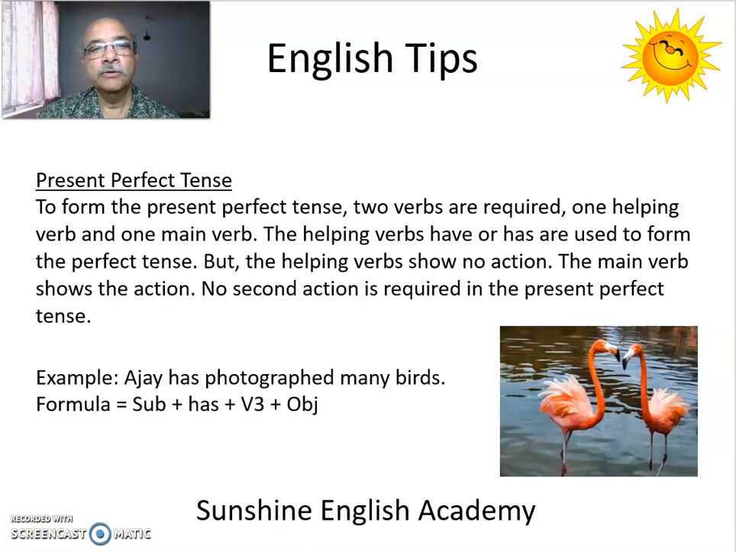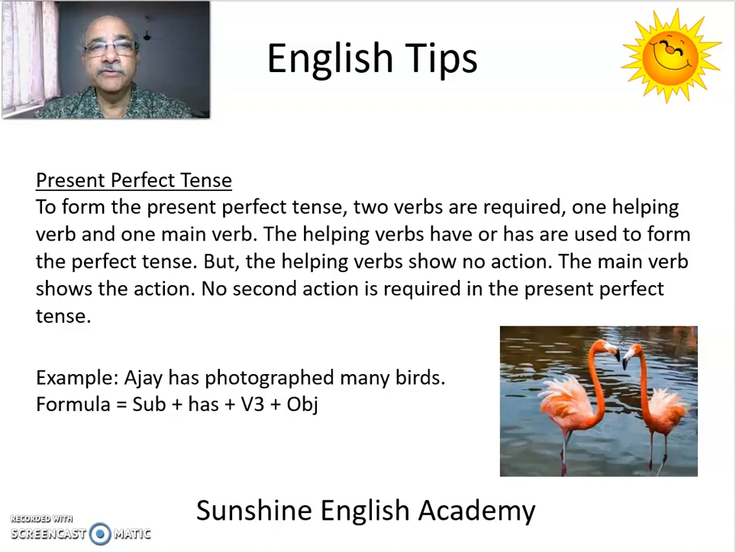So to form the present perfect tense, two verbs are required, one helping verb and one main verb. The helping verbs have or has are used to form the present perfect tense. The helping verbs don't show any action. The action is shown by the main verb, which is in the V3 form in the present perfect tense.